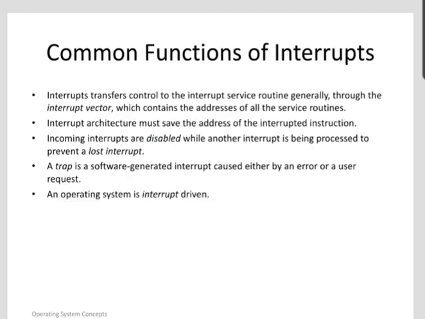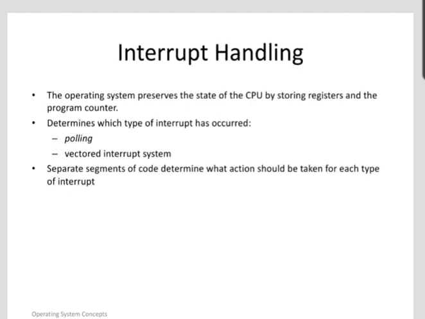The common functions of the interrupt. The interrupt transfers control to the interrupt service routine, generally through the interrupt vector, which contains the address of all the service routines. The interrupt architecture must save the address of the interrupted instruction. Incoming interrupts are disabled while another interrupt is being processed to prevent a lost interrupt. A trap is a software generated interrupt caused either by an error or a user request. An operating system is interrupt driven.